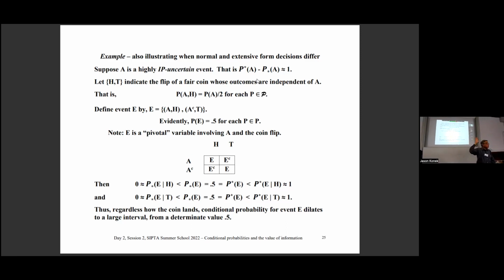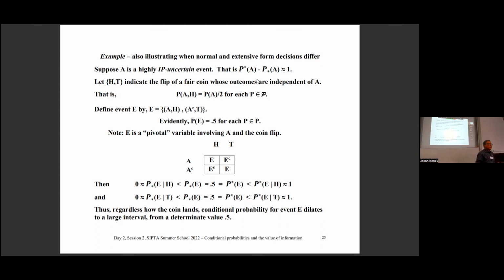Let me define the diagonal events E and E complement. Let me say it again without bumbling. I've got the two events, A and A complement, and a flip of a fair coin, which I take to be independent of A. And I define the diagonal events, E and E complement. E occurs if either A and heads occurs or A complement and tails occurs. And the event E complement is the other two atoms, A complement and heads or A and tails.